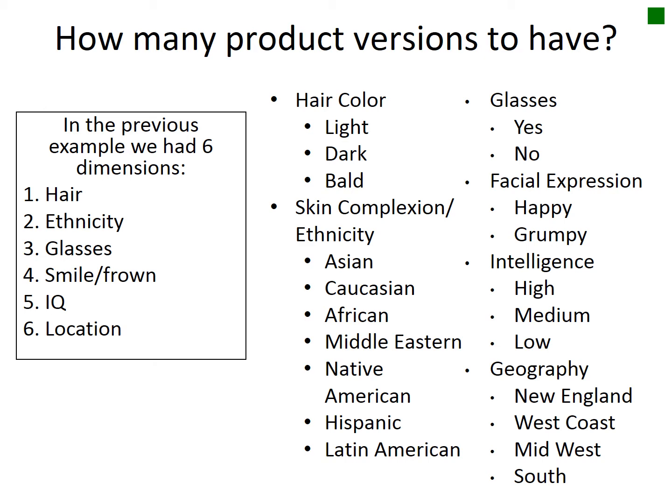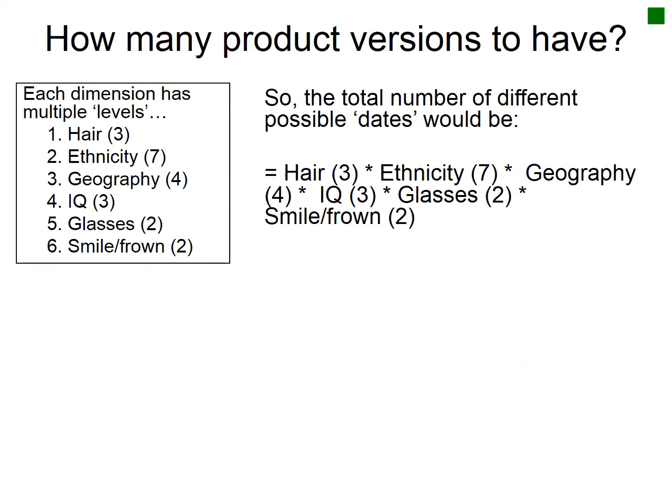Glasses, yes or no. Intelligence, high, medium, or low. Now that's interesting because that is an ordered effect. You can numerically measure high versus medium versus low. So there is an order of level in that particular attribute, but that's not a requirement by any means in terms of how this statistical approach works. Okay, so we have 6 different attributes, and we have a whole bunch of different levels. Now, this is actually pretty significant.